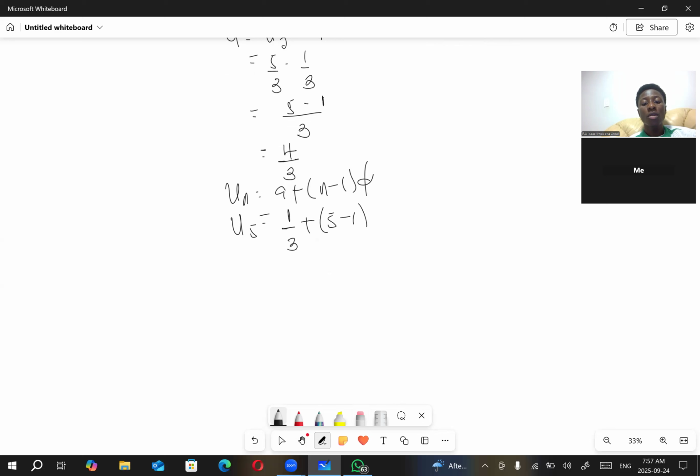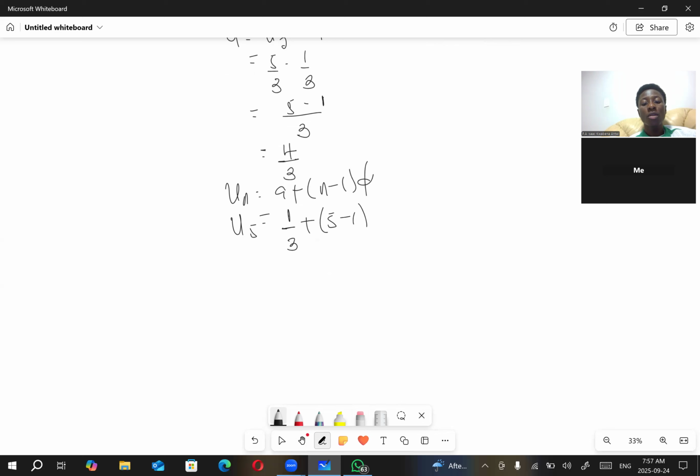Yeah, that's 4 over 3. Yeah. So now you quote your formula to find the nth term is equal to what? A plus n minus 1 what? D. A is 1 over 3, right? Plus n. Oh, I'm sorry.